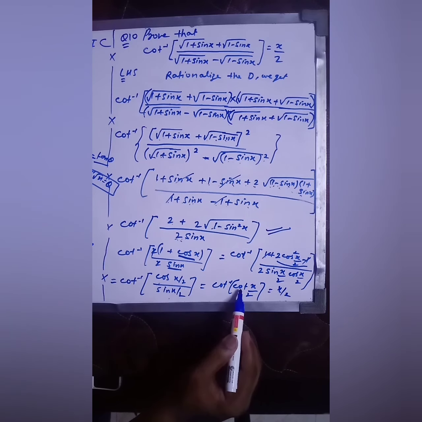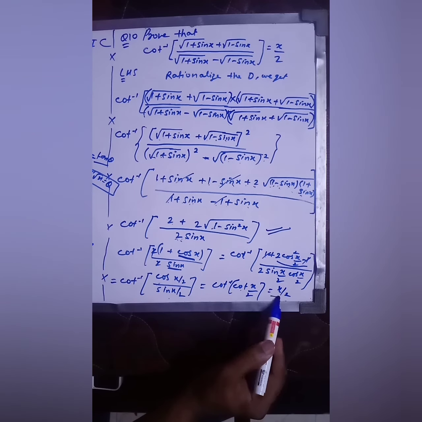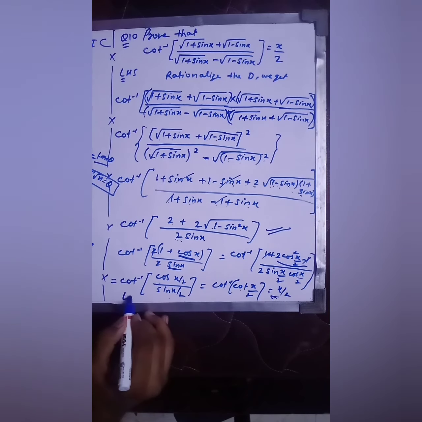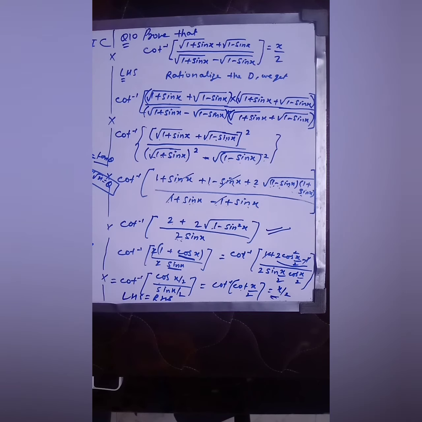Cos upon sin, that would be cot x by 2. Cot and cot inverse will cancel out, it will give you x by 2. This is what we have to prove. So LHS is equal to RHS, hence proved. Got it?